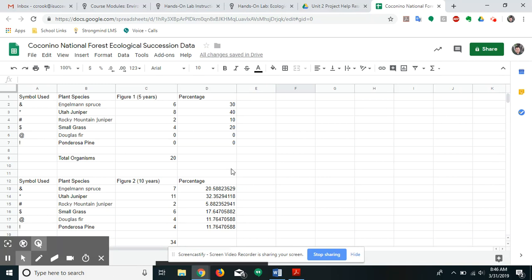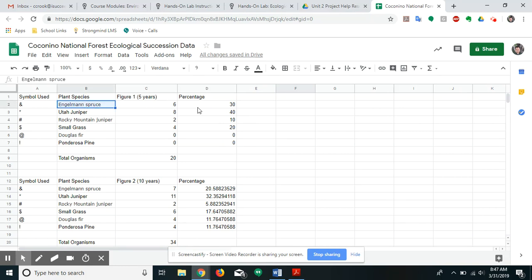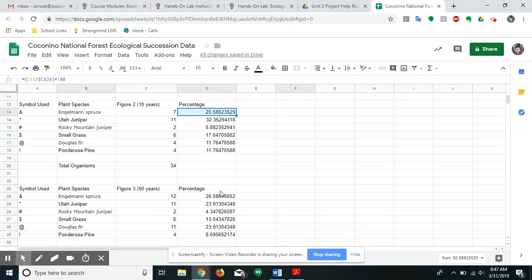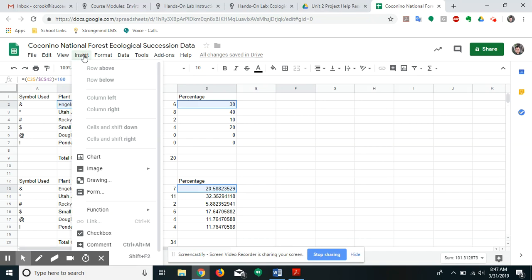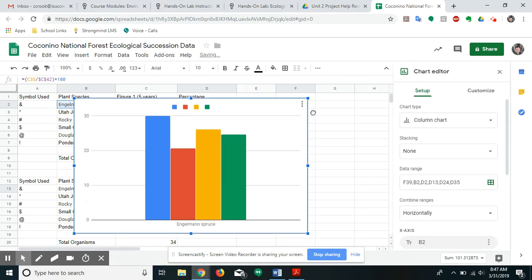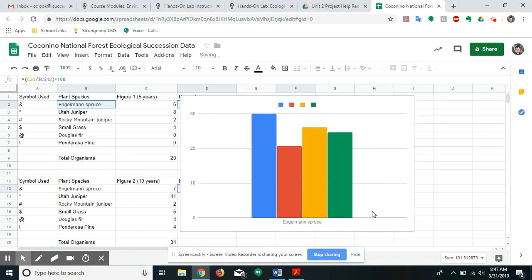So now, when you have all this data filled out and everything, what you can do is look at the data and see, well, how did this species change over time? Let's look at the Engelmann spruce fir. And I want to insert a chart. Voila, here's my data. Okay, and it could be prettier. I should have axes here, but you can see, did this species change very much over time? Not really. The percentages relatively stayed the same, which is kind of interesting.